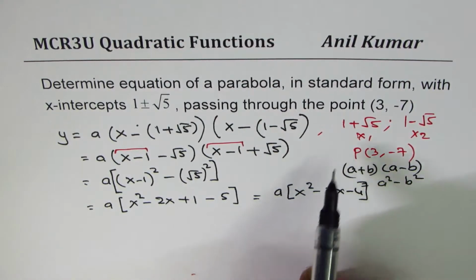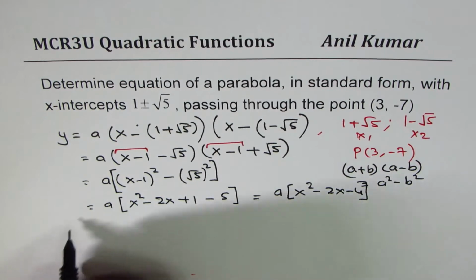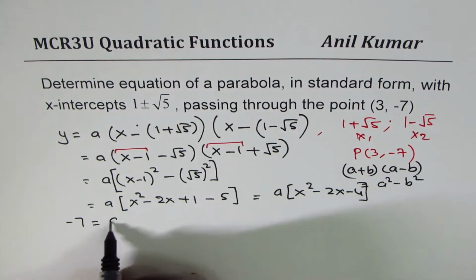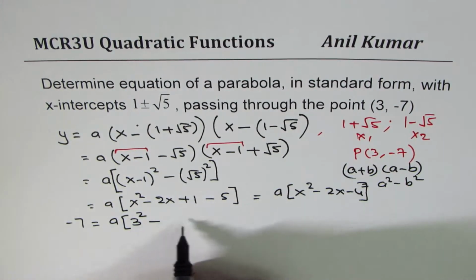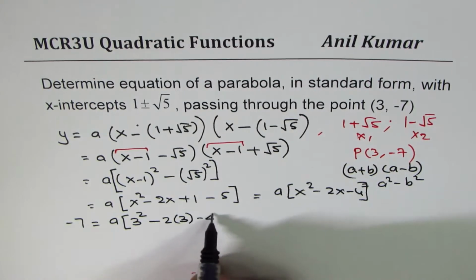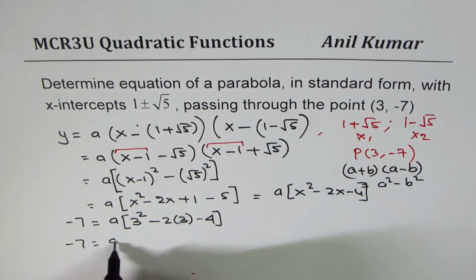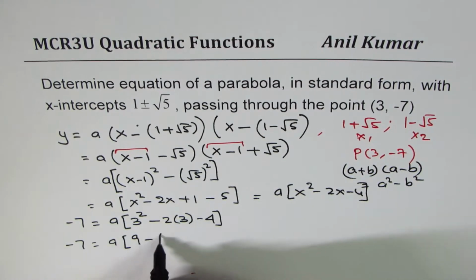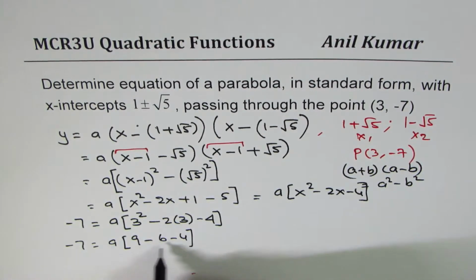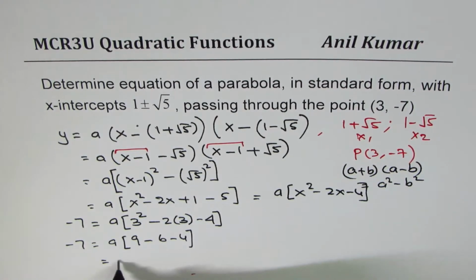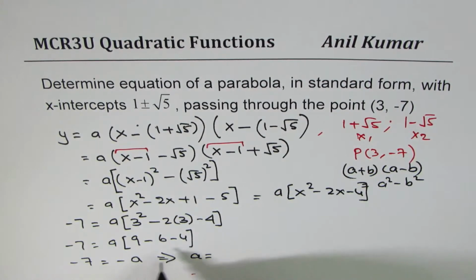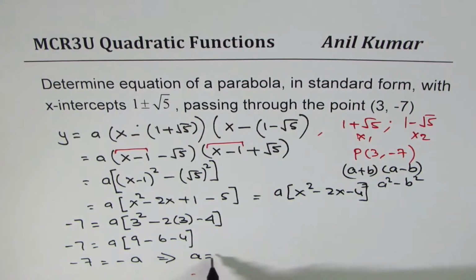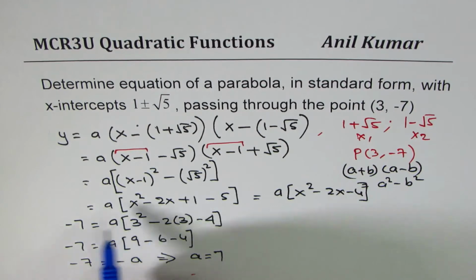To find the value of a, we can now use the point 3, minus 7. Minus 7 is the y value and 3 is your x value. So we'll write 3 squared minus 2 times 3 minus 4, right? That gives us minus 7 equals a times (9 minus 6 minus 4, which is minus 1). So we get minus a equals minus 7, or we get a equals 7, right?